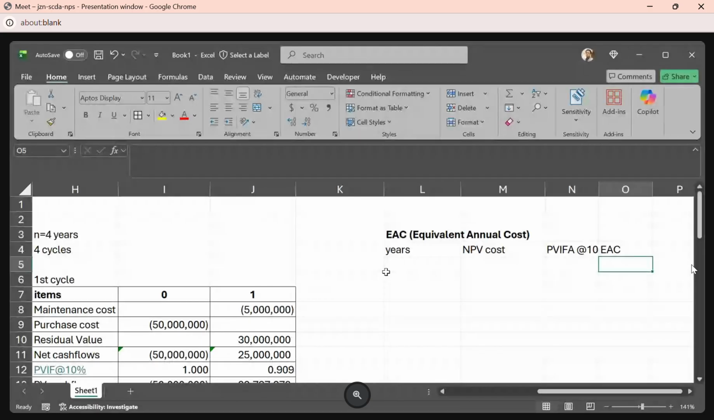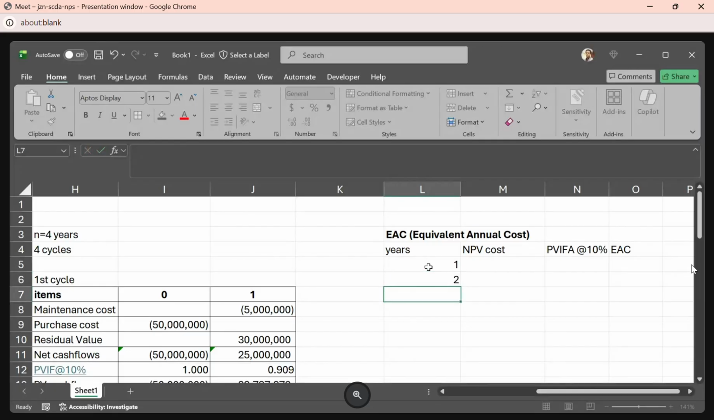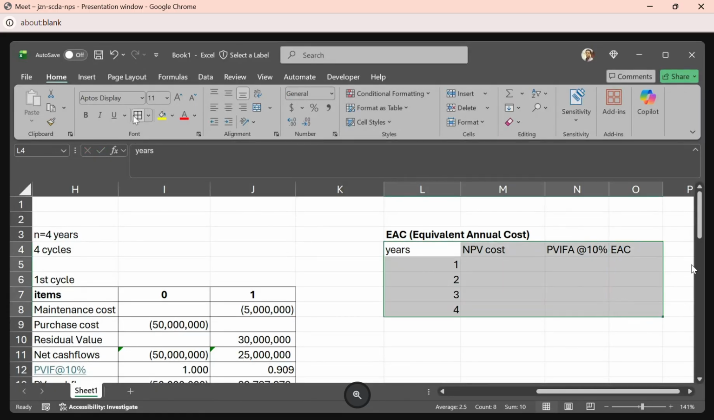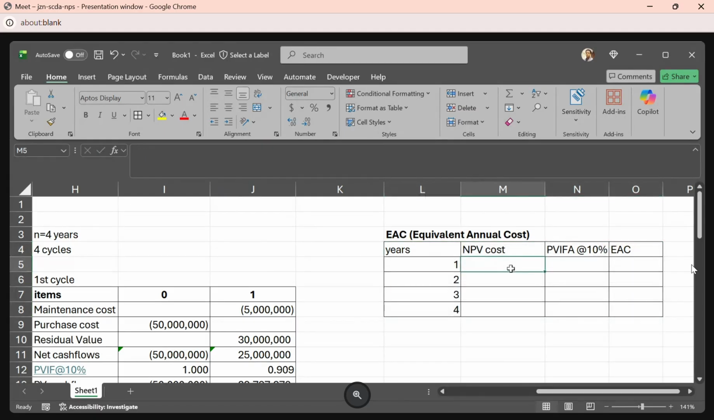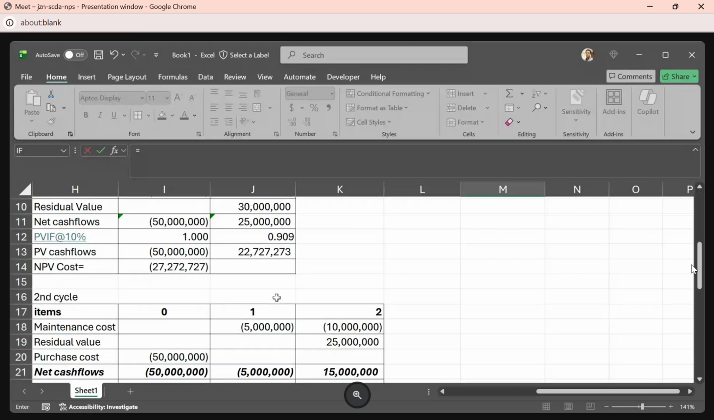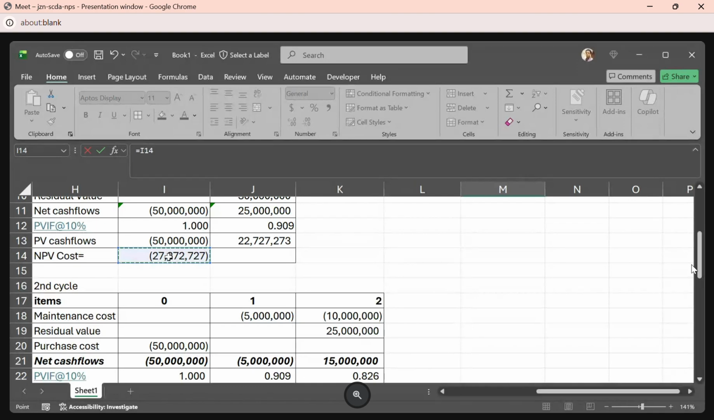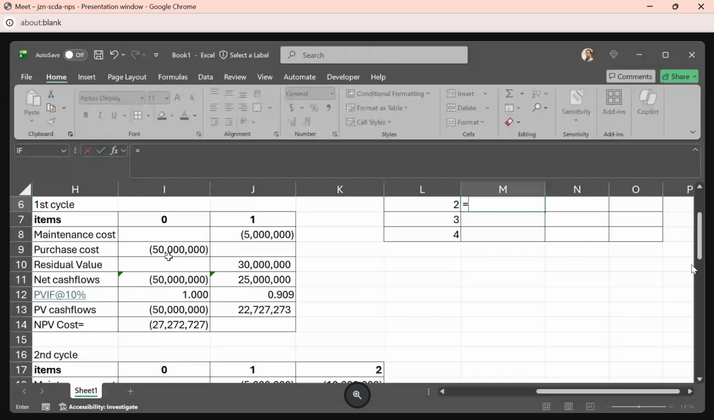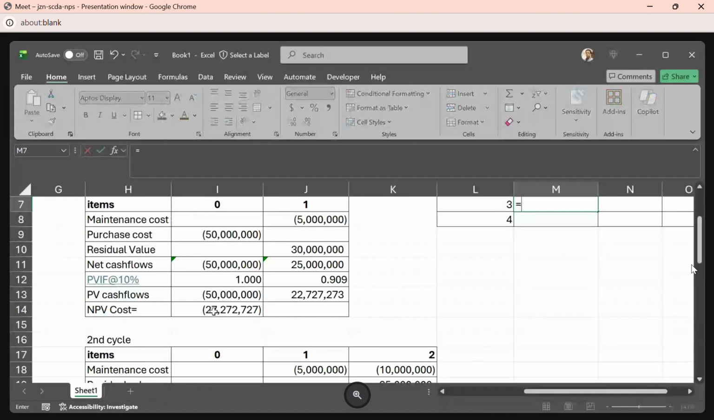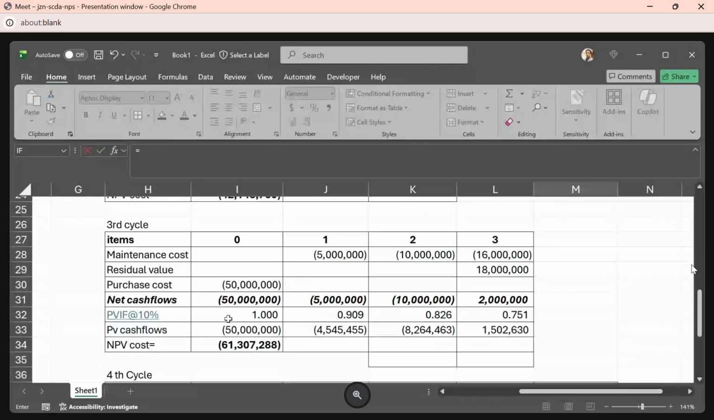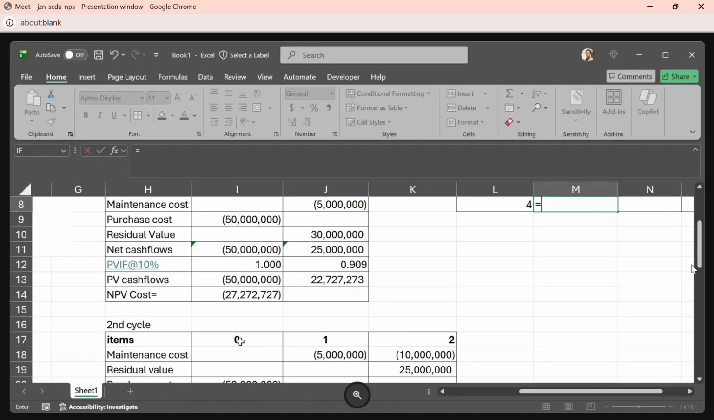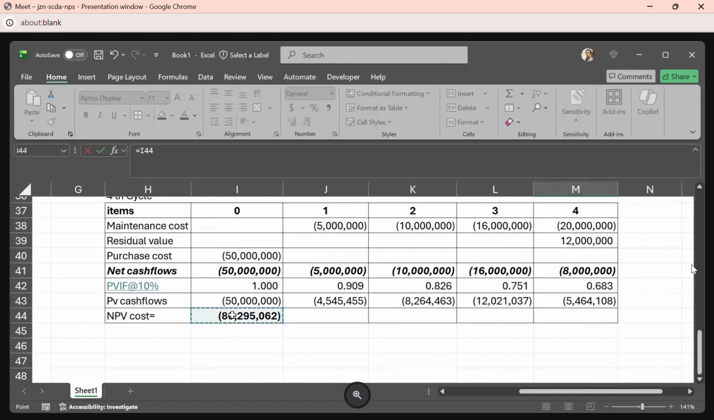How do we determine EAC? We said you take any PV over the present value factor of an annuity. This is year 1, year 2, year 3, year 4. Those are the 4 cycles, if you remember. And then any PV, of course, we have determined it here. This is number 1. Number 2 is here for the second cycle. Number 3 is this. Then number 4 will be this 80.